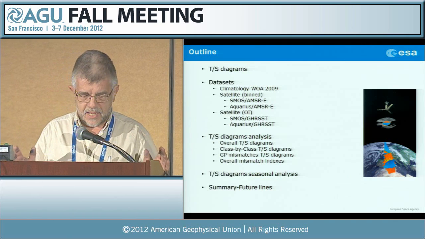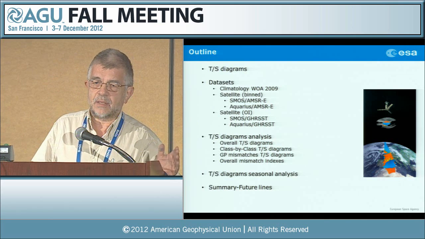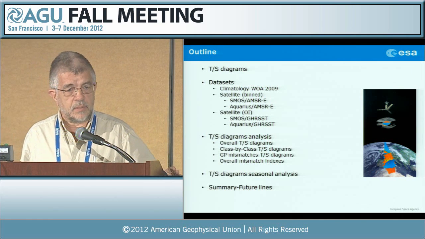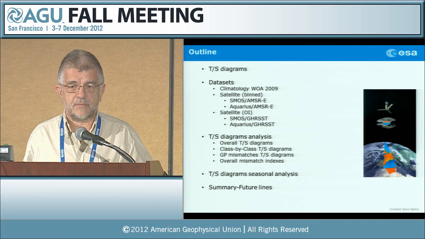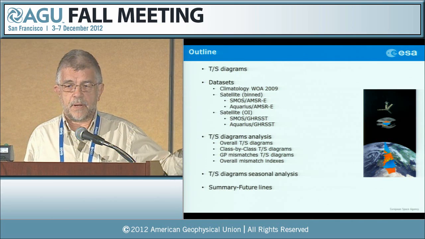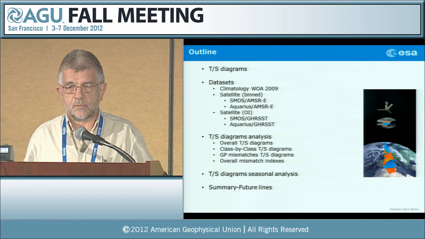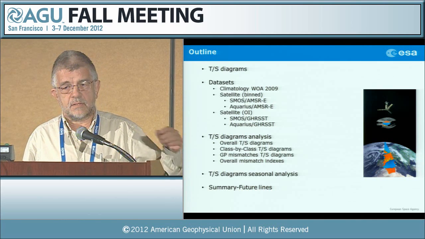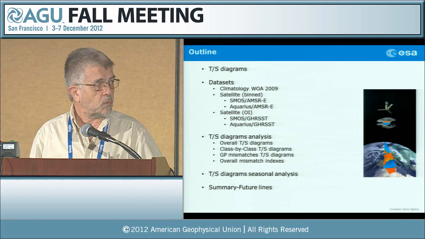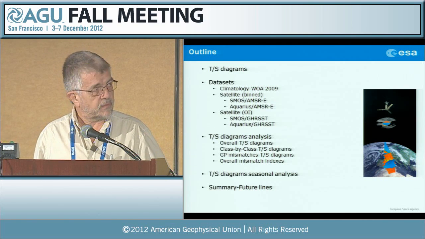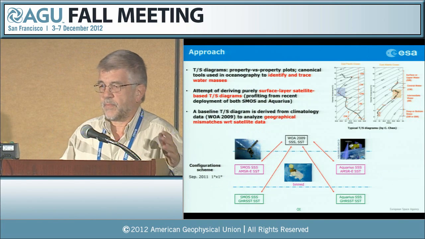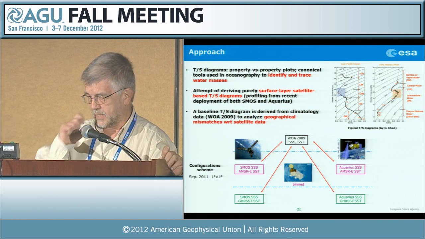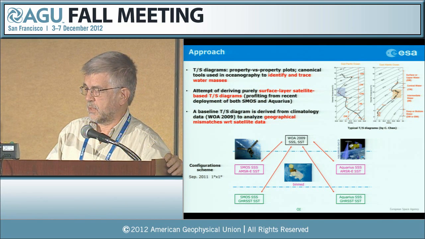So the idea is whether we are able to build reliable TS diagrams coming from satellite measurements. What I will do here is present what data sets have been used, in situ data for comparison, and then salinity and temperature retrieved from satellite, what kind of analysis has been done, and then some results. These are for sure preliminary results, and what could be future lines of investigation. As I assume you all know, TS diagrams are a very classic analysis tool to identify and locate water masses in the ocean.